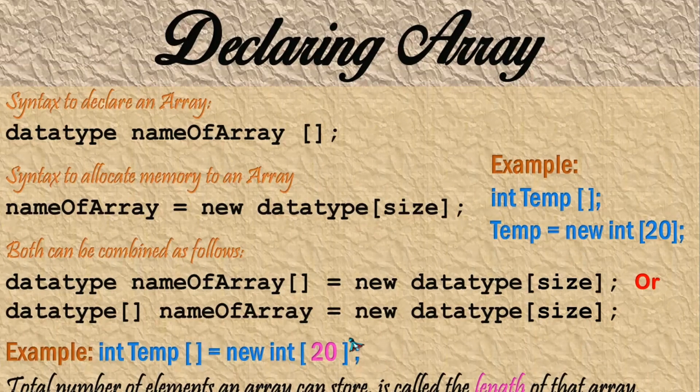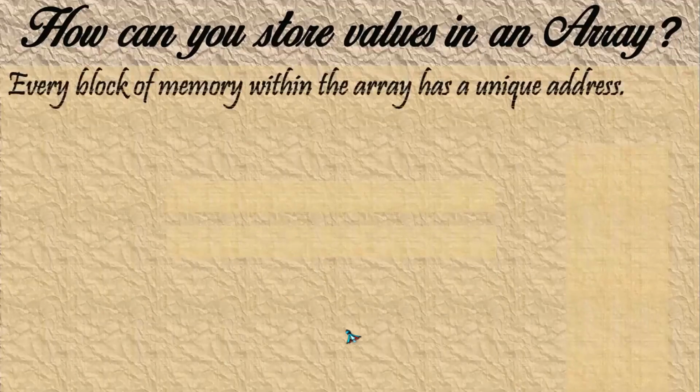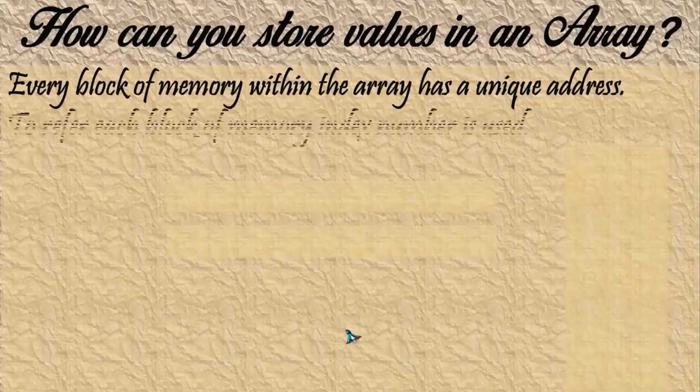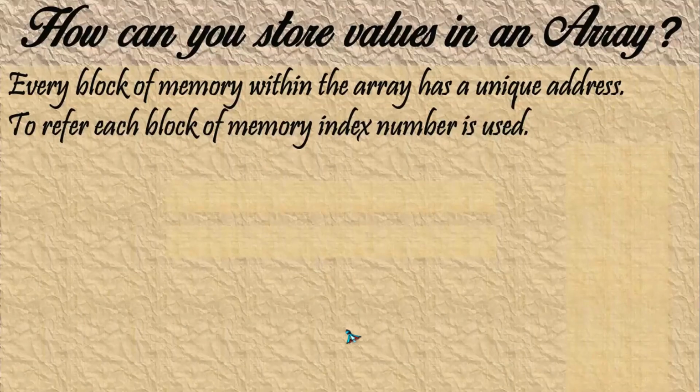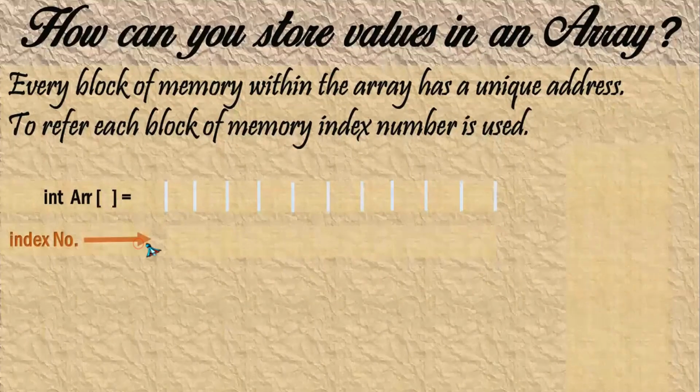Now let us understand how we can store the values in that array. If we have an integer type array of size 10, the array allows you to store 10 integer values continuously. So every block is addressed with a unique address. This address is the index number. So to refer to each block of memory, the index number is used. Here I have an integer array which can store 10 integer values. Here each block is allocated with the size of an integer variable, so that is 4 bytes for integer. So each block is given a unique address, that is the index number.